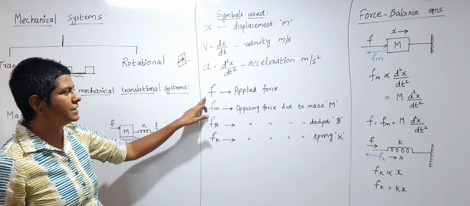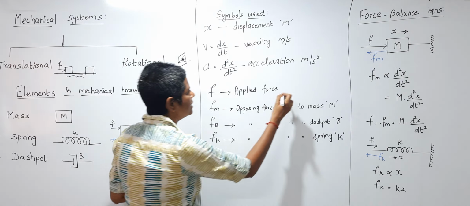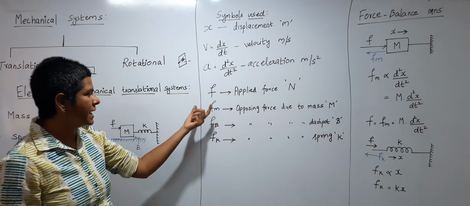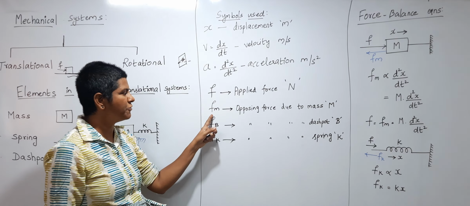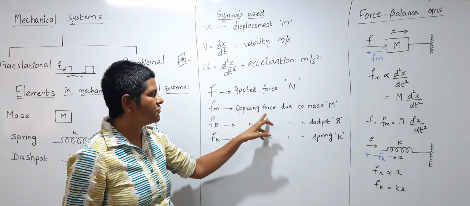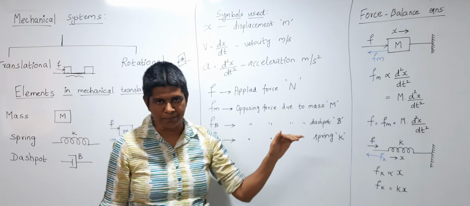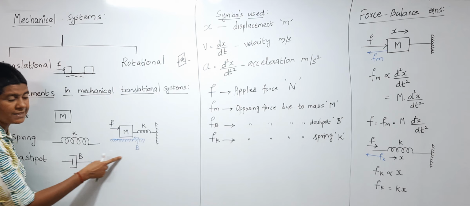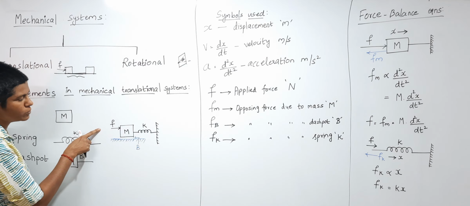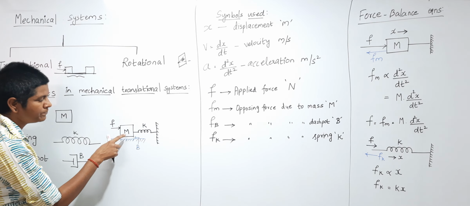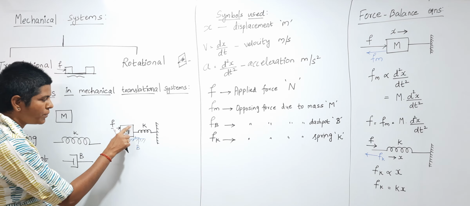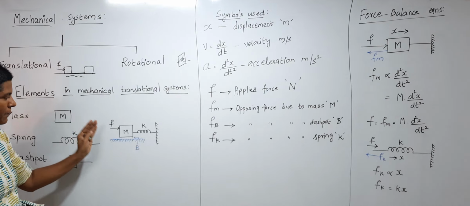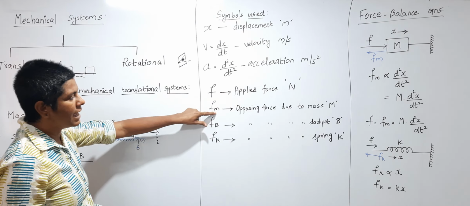And F is the applied force, and the unit of force is Newton. The second one is Fm. Fm is the opposing force due to the mass m. Whenever a force F is applied to a mass m, this mass will produce some opposing force, so that opposing force is denoted by the letter Fm.